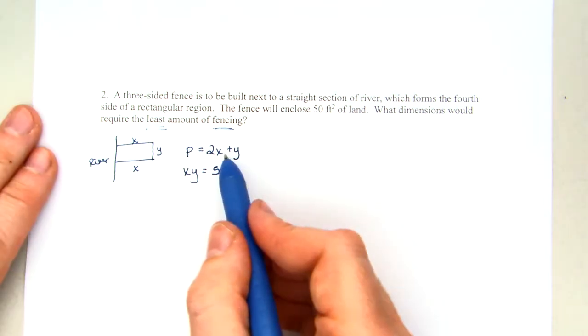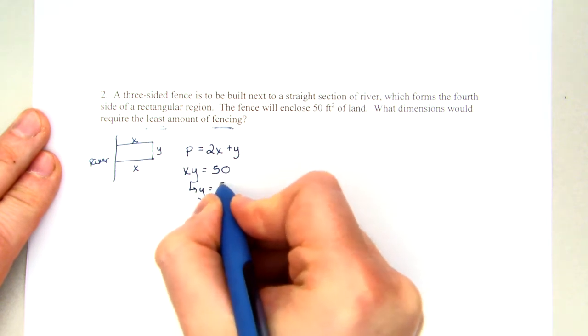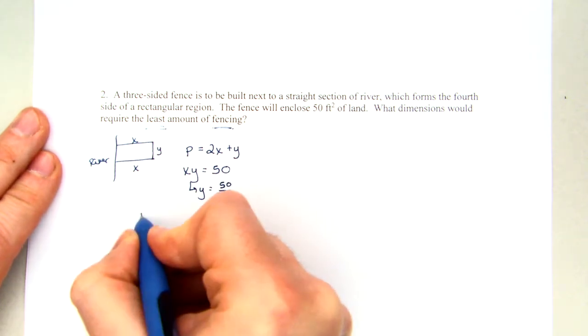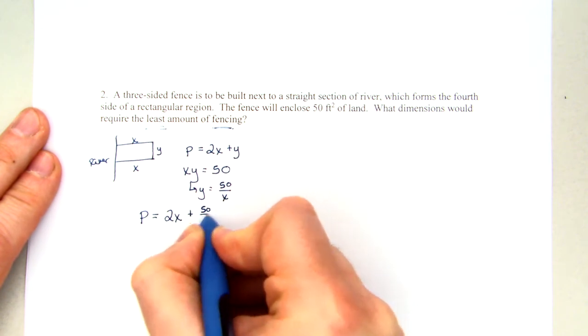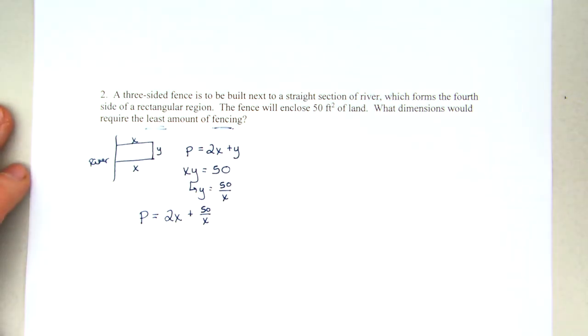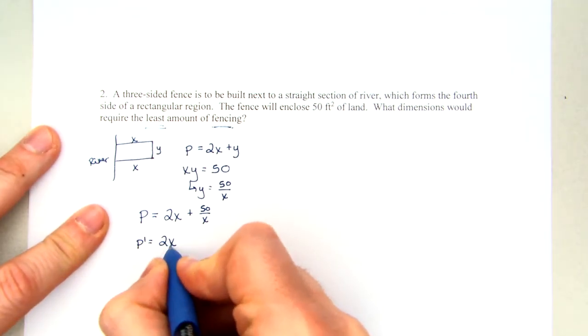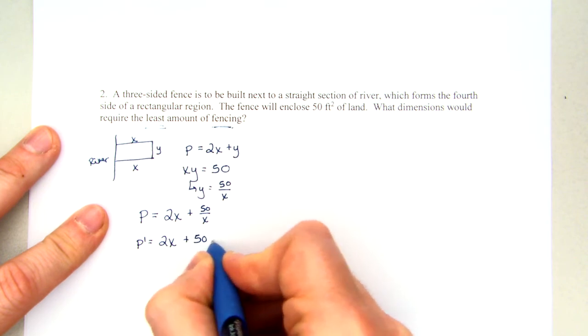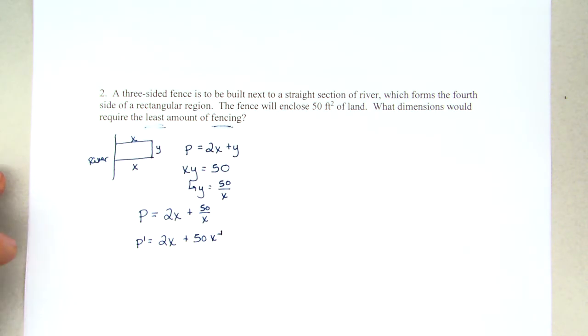We're going to need to plug this in, and I suppose we could solve for x or y. Why don't we solve for y? It might be a little bit easier. I'm going to say y equals 50 over x. So our perimeter becomes 2x plus 50 over x. As far as finding the derivative goes, I think it's going to be a little bit easier if we do it as 2x plus 50x to the negative 1. And can you please take a moment, find your derivative, and then find the critical value or values.